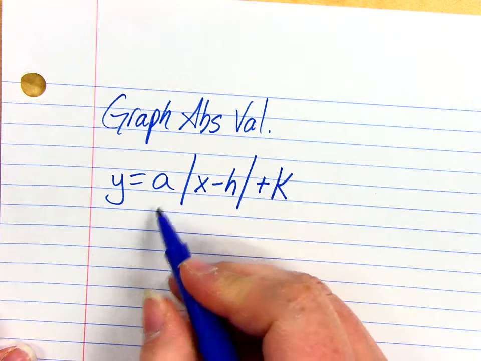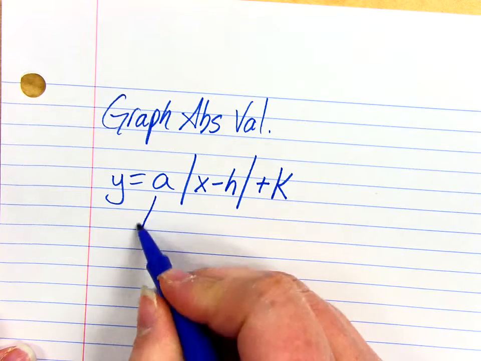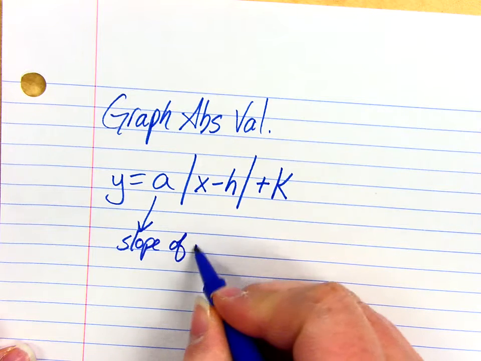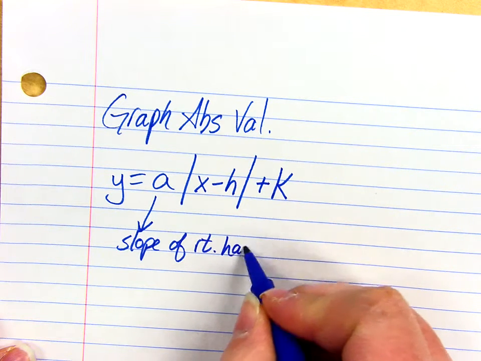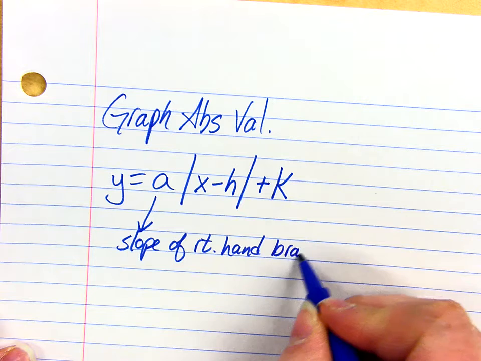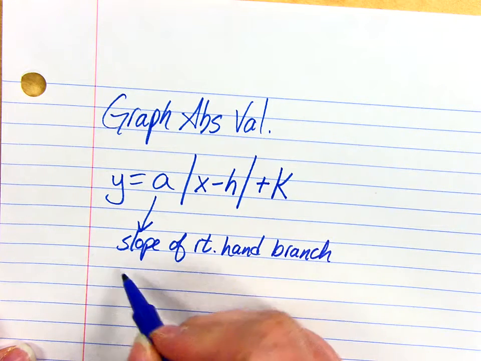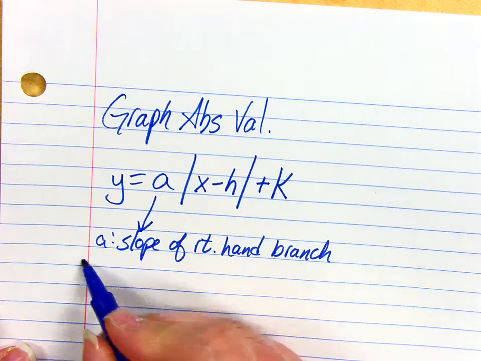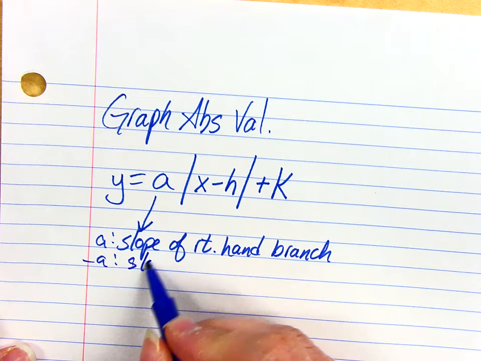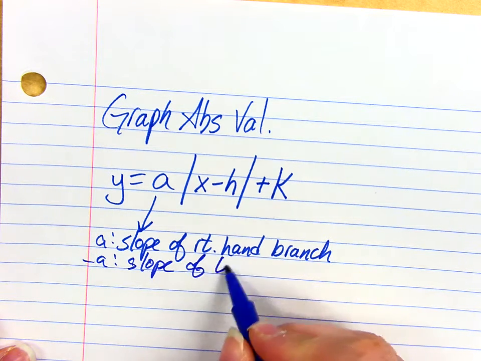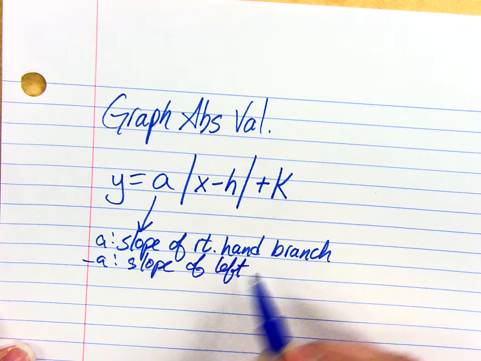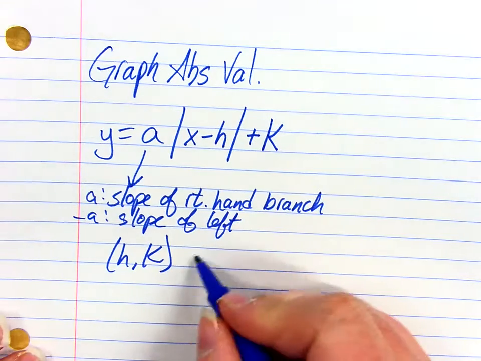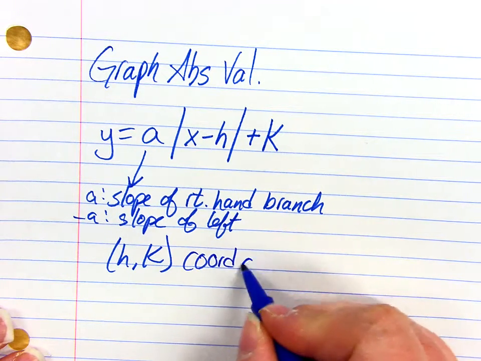A is going to represent what? Do you remember? Slope. Yeah, that's the slope of your right-hand branch. And then what was the slope of the left-hand branch? Negative a. Slope of left. And then h comma k was what? Yes, that is the coordinate of your vertex.